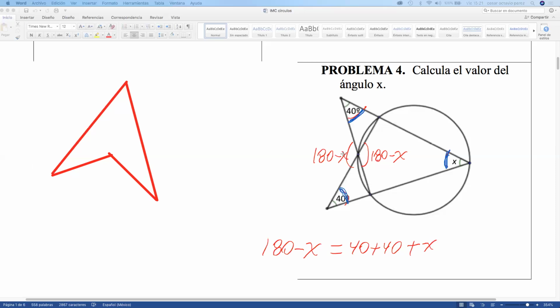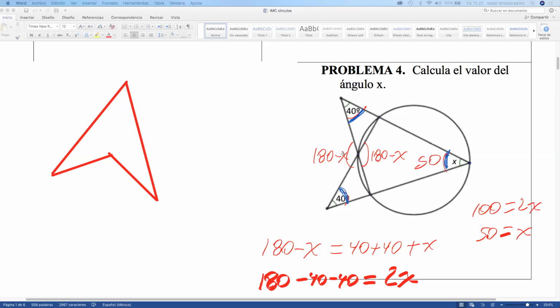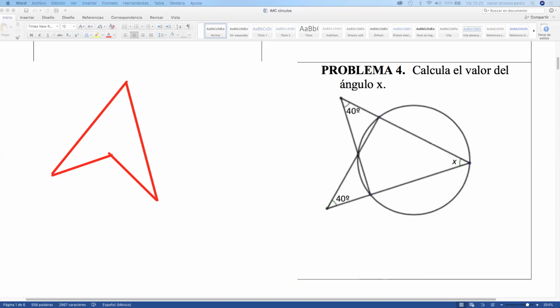So we will have 180 minus 40 be equal to 2X. So 100 will be equal to 2X. 50 will be equal to X. That is the answer that you give. Okay. Okay, let's see then. Let's see the next.